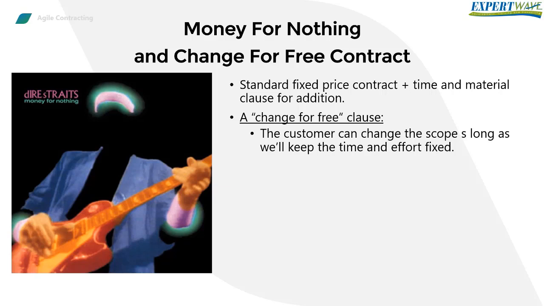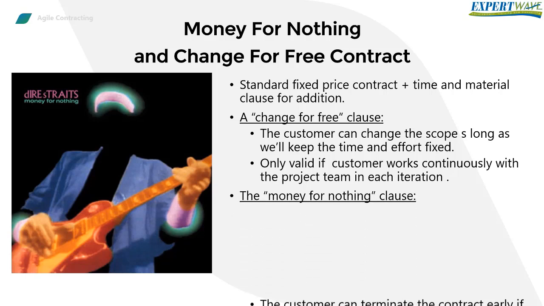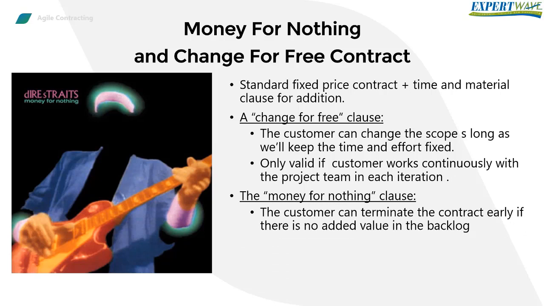This clause is only valid if the customer works continuously with the project team in each iteration. On the other hand, the money for nothing clause is added to allow the customer to terminate the contract early if there is no added value in the backlog. So if the customer reached the point where they are either satisfied with what they got so far or even if they want to cancel the whole thing, we are fine for that. We just need to put in the contract what we should do then. And usually we will split the cost of the remaining work, so everybody wins.